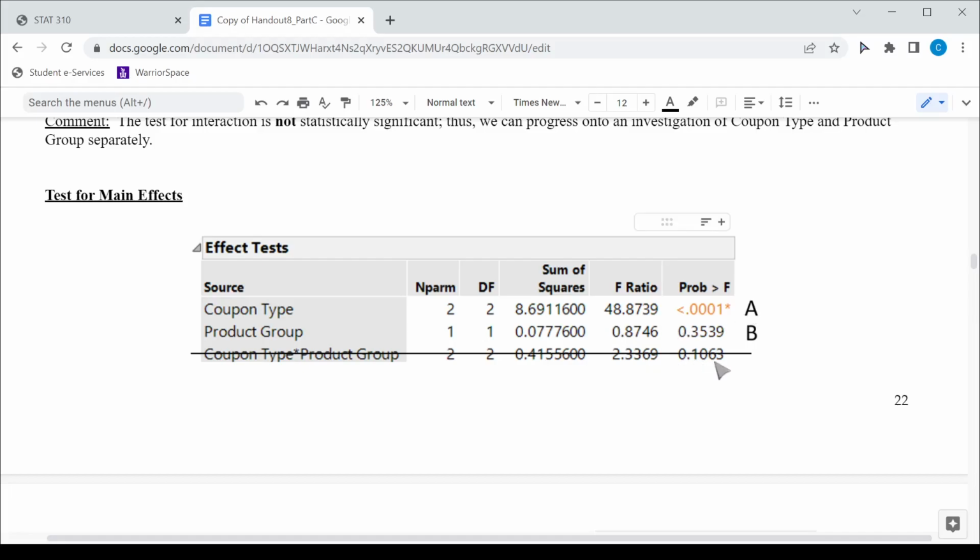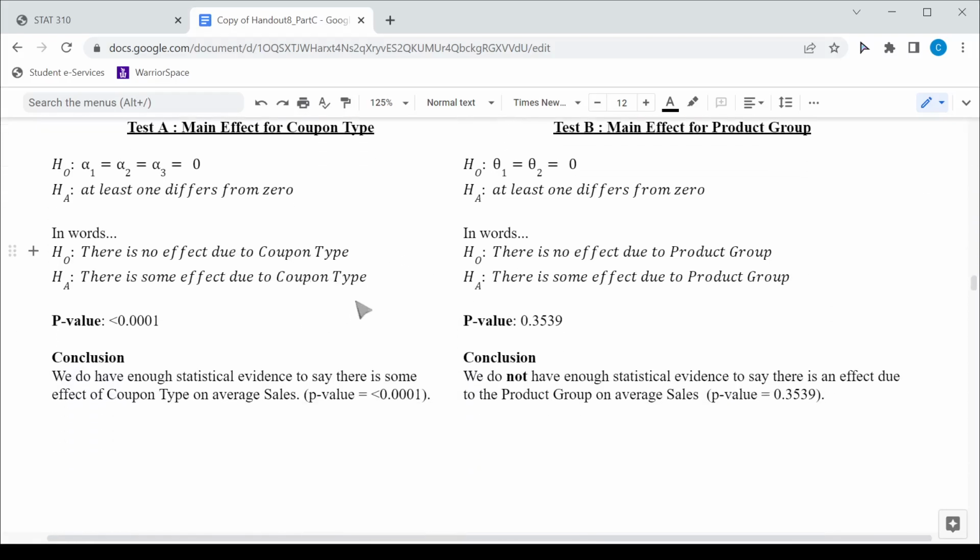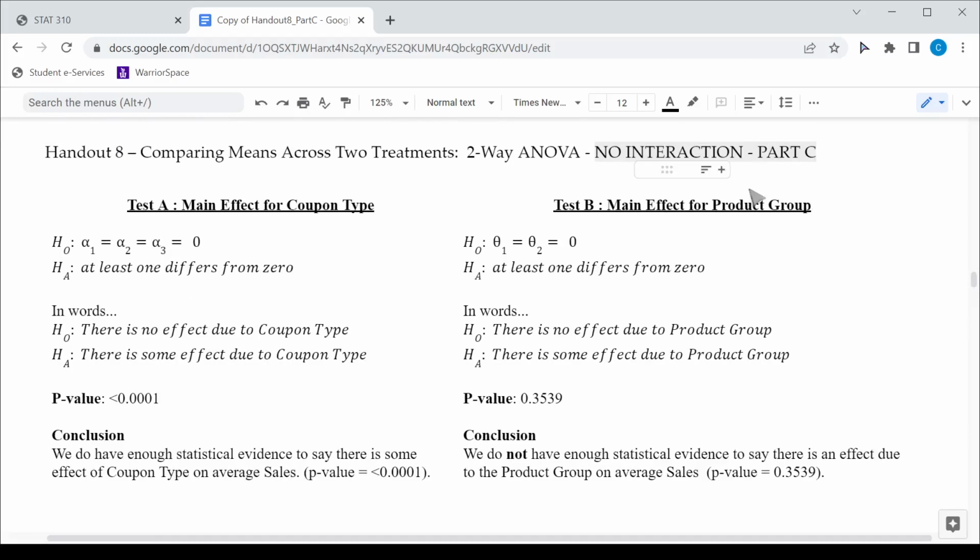Because this is not significant, I'm going to move up and look at test A and test B that I have indicated here. Test A is going to compare the coupon types and test B is going to compare the product groups. So on the left-hand side, I got the coupon types. On the right-hand side, I got the product groups. Again, the alphas are denoting the effect due to the coupon type. The thetas are denoting the effect due to the product group.